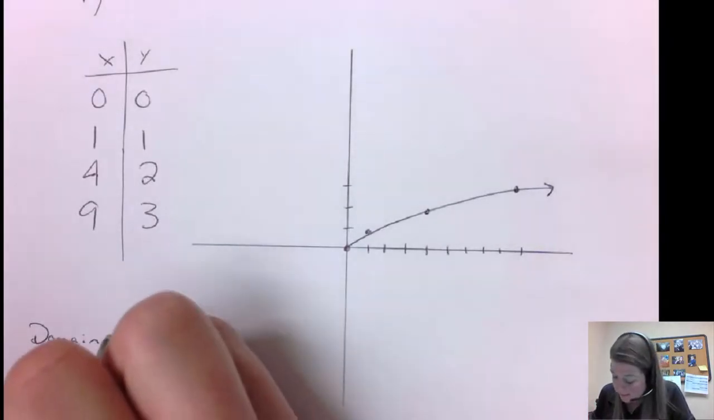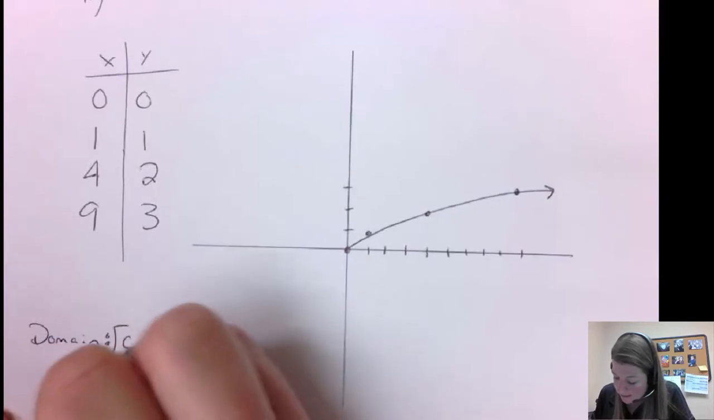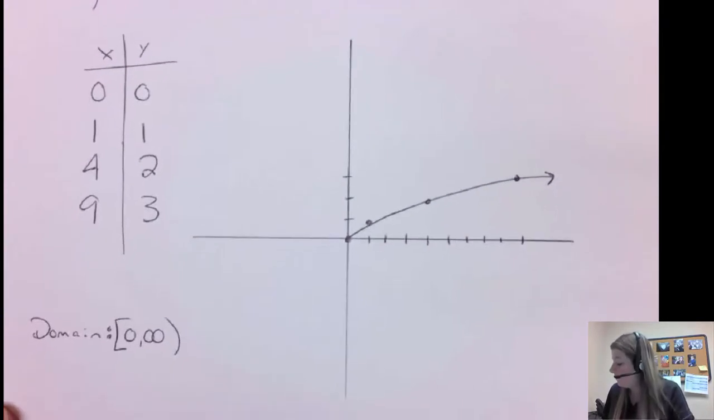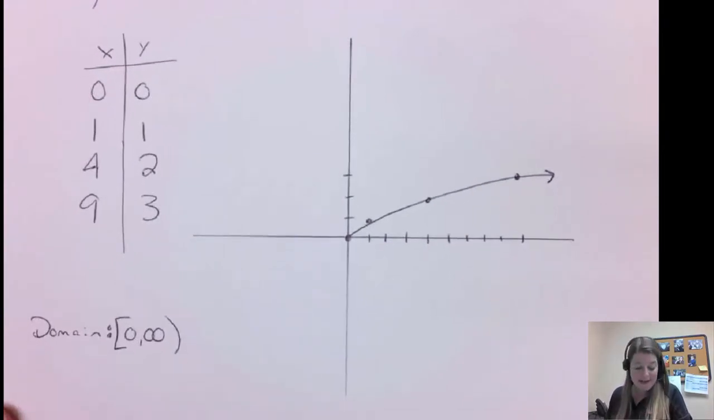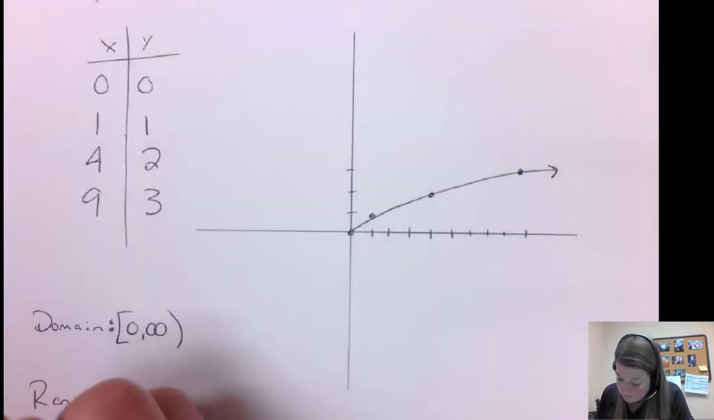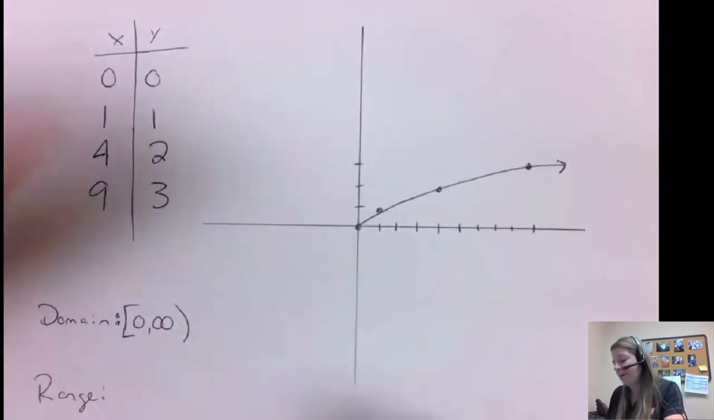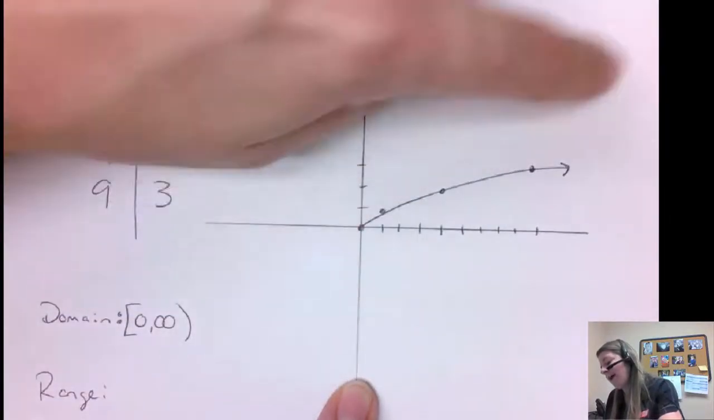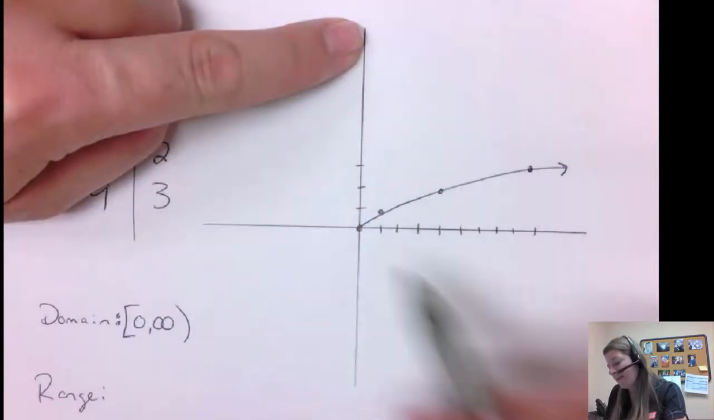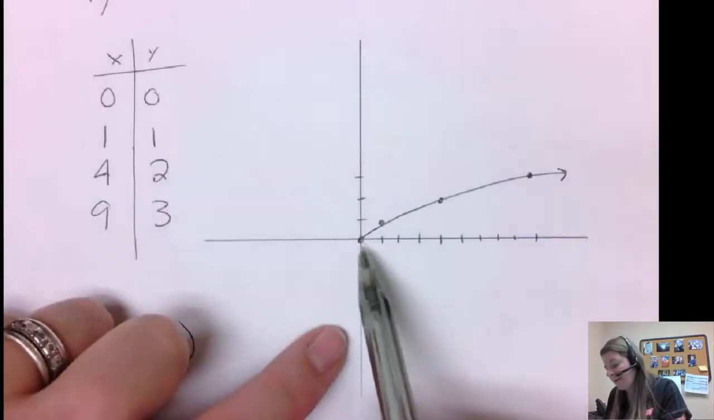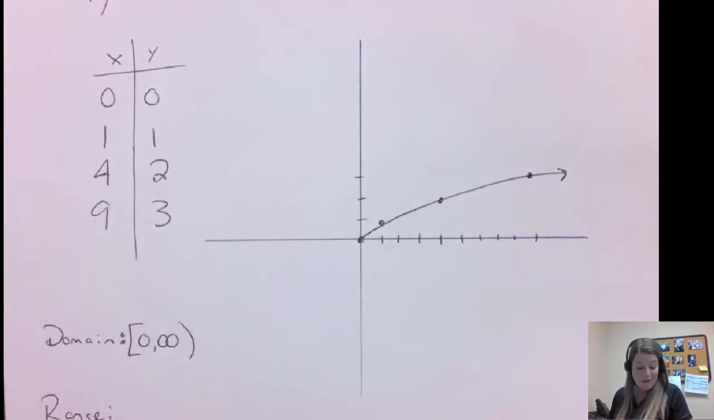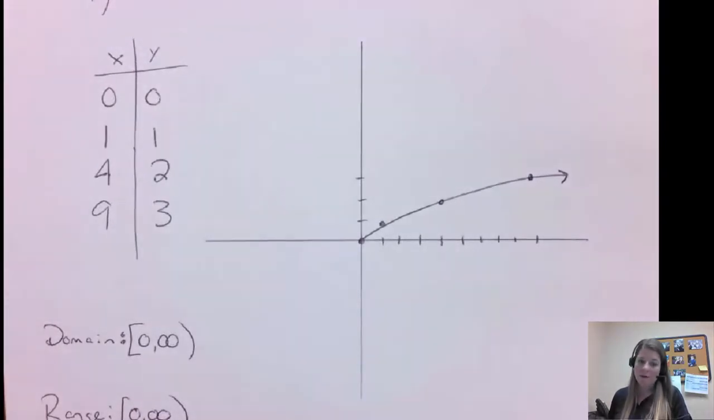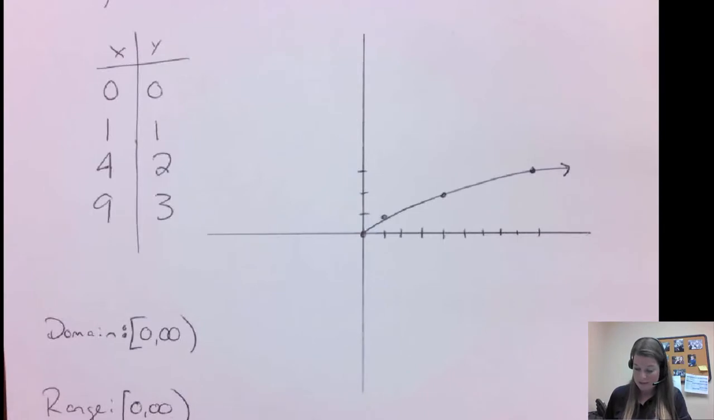So my domain of the parent graph is going to be from 0, including 0, because you can take the square root of 0, all the way to infinity. I can keep going. What's the range? Alright, so for the range you look this way. We can see that the numbers start at 0 and they'll continue to go up. The graph would keep going up, so we can get any y, but we cannot get a negative. If you can't put a negative in, you can't get a negative out, so the range is the same: from 0, including 0, so you have the square bracket, to infinity.